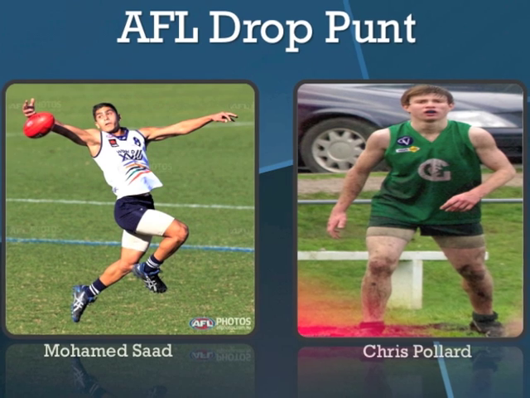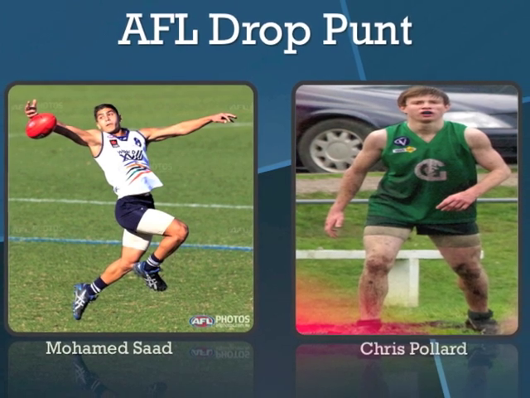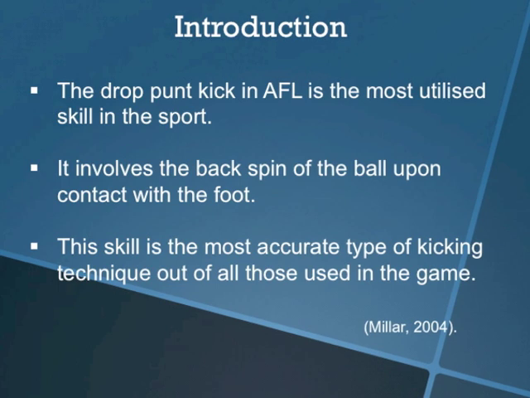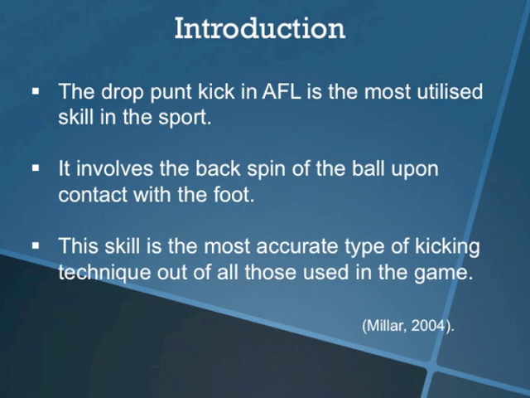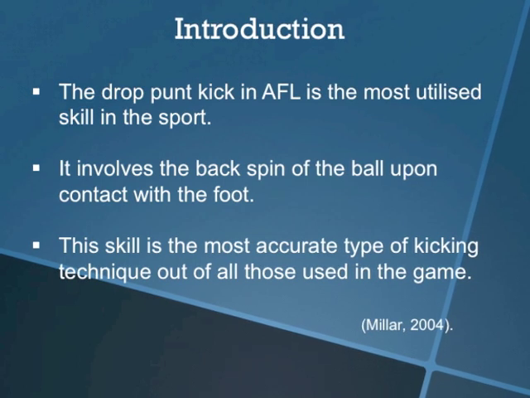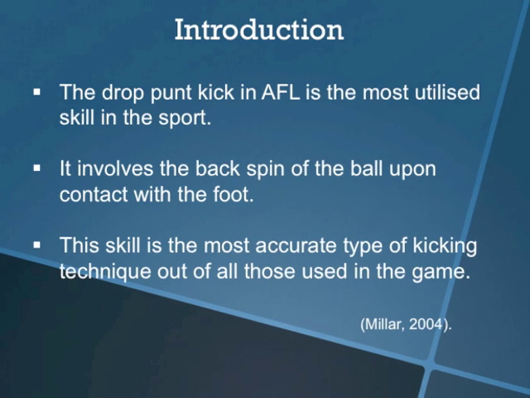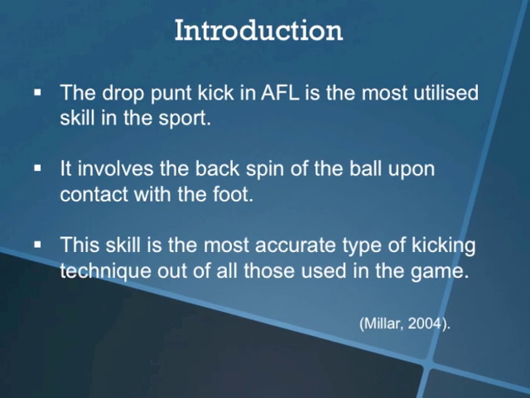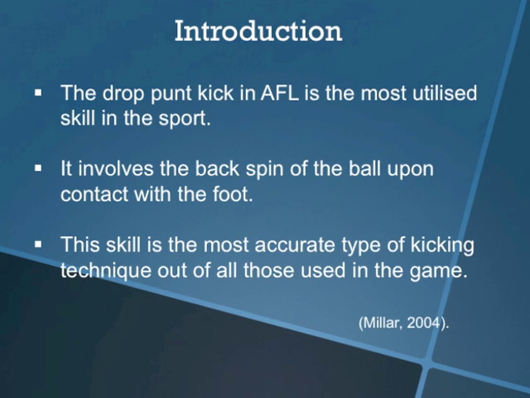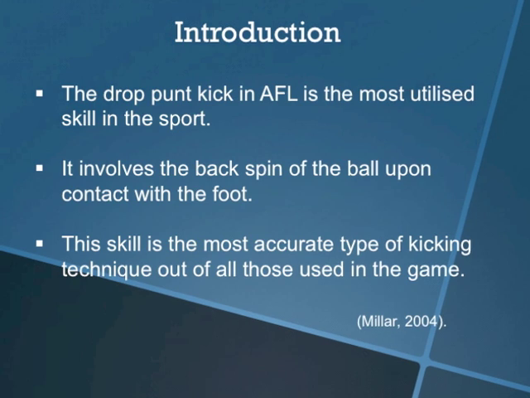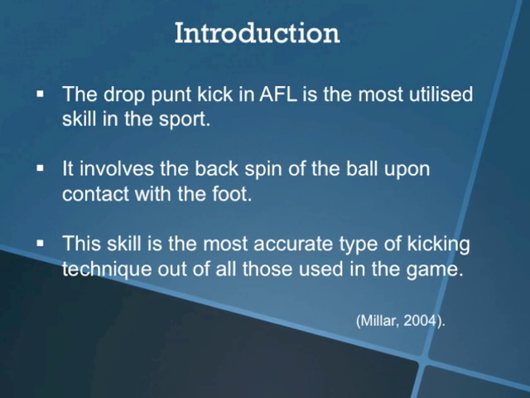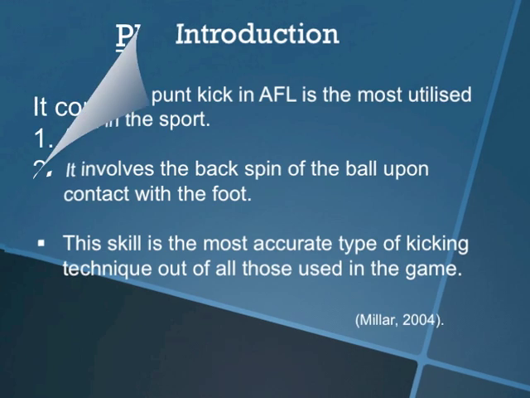Welcome to the drop punt tutorial by Mohamed, Saad and Chris Pollard. The drop punt kick is the most utilised skill in Australian rules football, commonly known as AFL. It involves the backspin of the ball upon contact with the foot, and it is the most accurate type of kicking technique out of all those used in the game. The following presentation will provide you with the skills needed to execute the drop punt kick in 5 weeks.